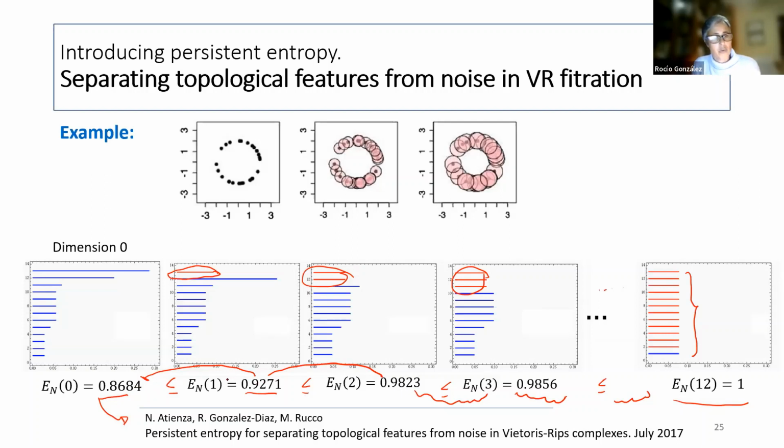So looking at this sequence, what we can say is that the first two bars, for example, are topological features, and the rest are noise. And we can see this clearly, because we have 2 connected components in dimension 0.